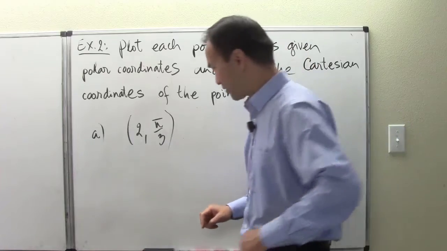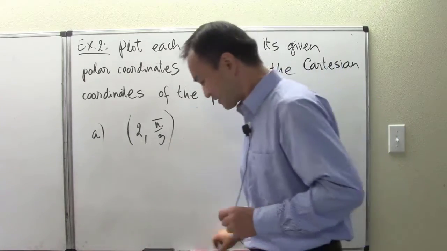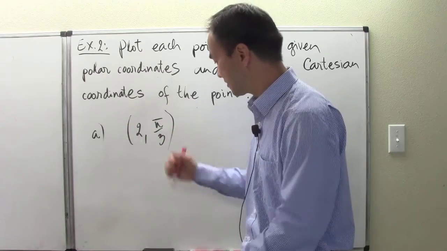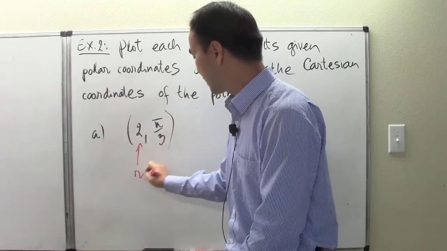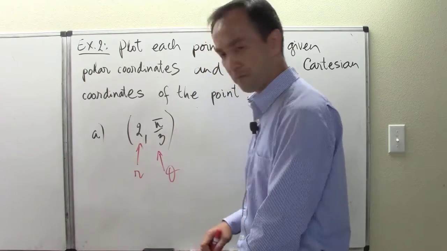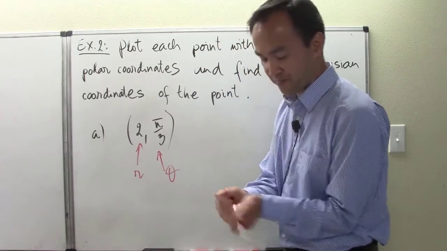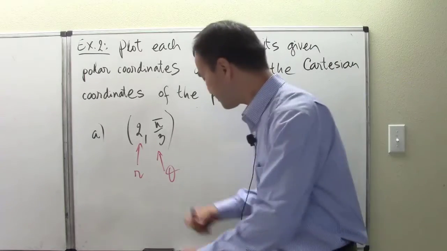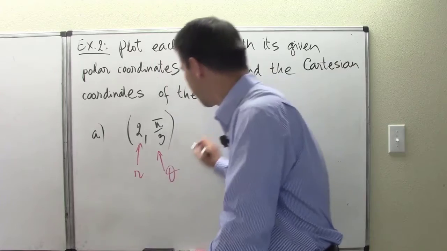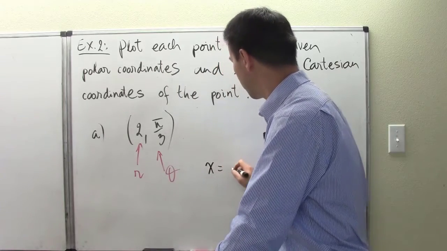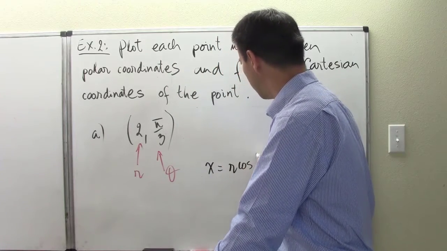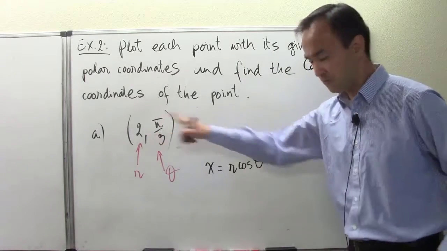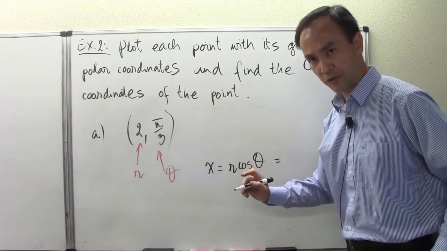Here's how I'm doing it. You always have to remind yourself that in polar coordinates, the first number is the radius and the second number is the angle. As we learned right before example 2, x equals radius times cosine of theta. The radius is given to be 2, and theta is given to be positive pi over 3.